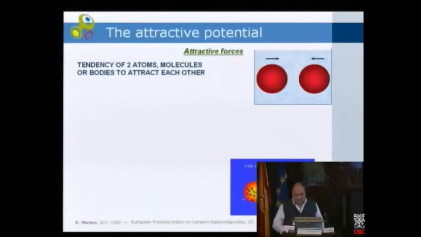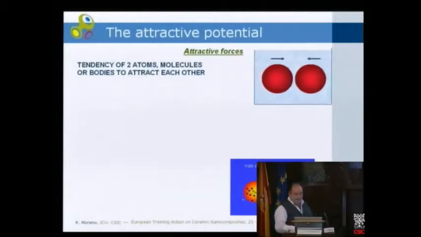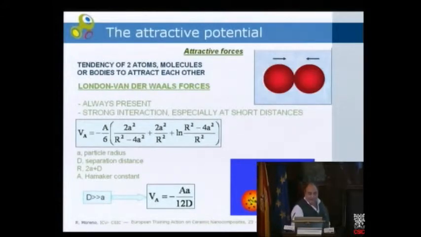First of all, we should speak about the attractive potential. The attractive forces are the tendency of two atoms or molecules or bodies to attract each other. These attractive forces are always present and are within the van der Waals forces, in particular the London van der Waals forces, which are always present and are very strong near contact distances. The expression for calculating the attractive potentials is very easy. It depends on the distance of separation between the two particles, the radius of the particle, and the Hamaker constant.